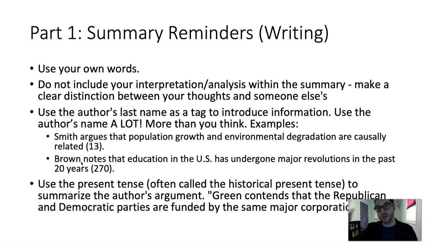Ideas don't come out of nothing. Ideas are attached to people who write about them. So use the author's name. Finally, use the present tense, often called the historical present tense, to summarize an author's argument. You don't need to use the past tense version when writing about something someone has written. You can always use the historical present tense.